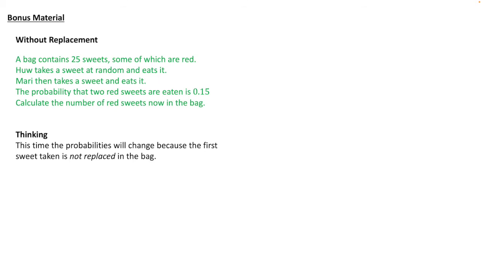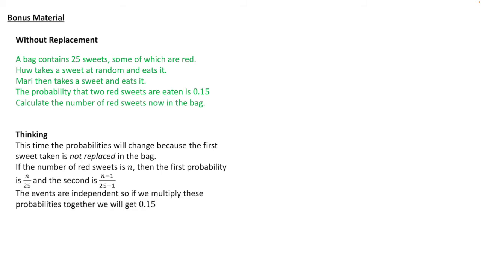This time the probabilities will change because the first sweet taken is not replaced in the bag because Hugh eats it. So what that means is, if the number of red sweets is n, then the probability that Hugh takes a red sweet is going to be n over 25. But for the second probability, we've got one less red sweet, so that's n minus 1, and we've got one fewer sweet altogether. So for the probability of Mary's sweet being red, we get n minus 1 over 25 minus 1.